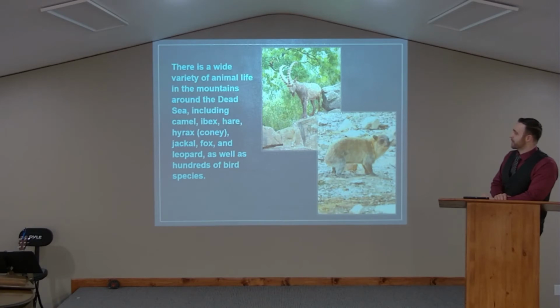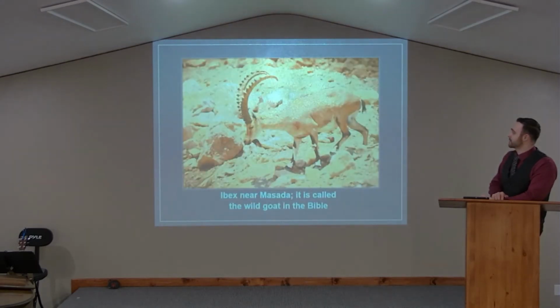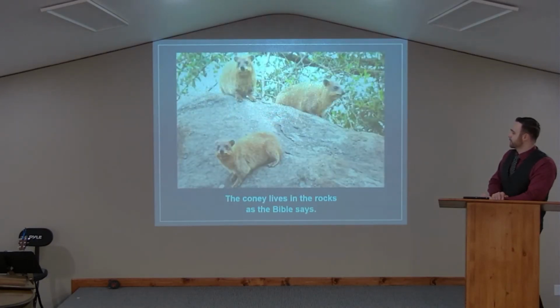We have camel, ibex, hare, hyrax, or coney. That's this little creature here. Jackal, fox, and leopard, as well as hundreds of bird species. Here's an ibex, and it's called a wild goat in the Bible. The coney lives in the rocks, just like the Bible says. That's what it looks like. Funny looking little creature.